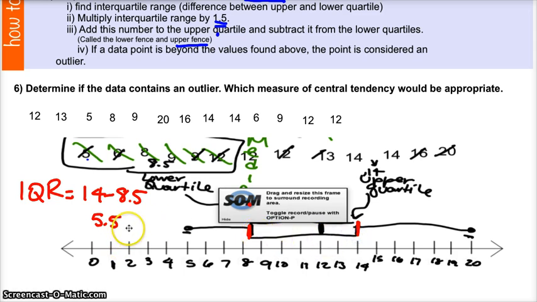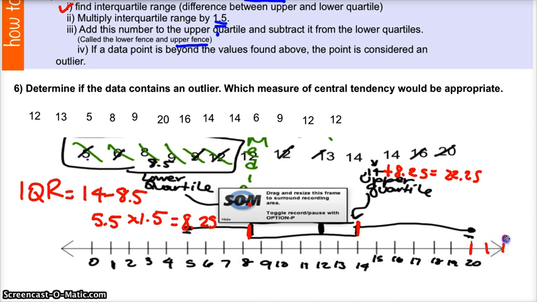So what we're going to do is we're going to take 5.5 and it says multiply the interquartile range by 1.5. So 5.5 times 1.5 is going to give us the allowable fence that we can have for an outlier. So grab your calculator, and I got 8.25. So that means if we take this upper quartile and add 8.25 to it, then that means the higher fence is 22.25. Meaning here's 20, here's 21, here's 22.